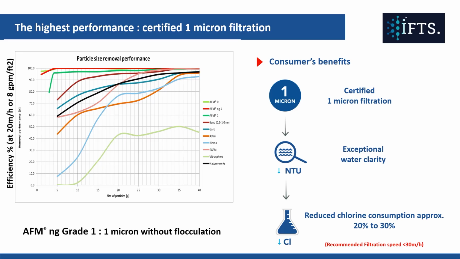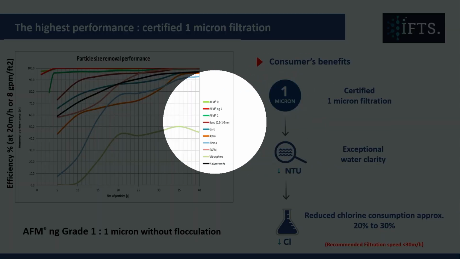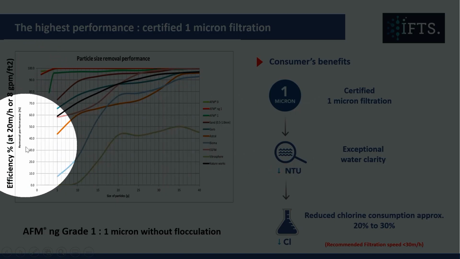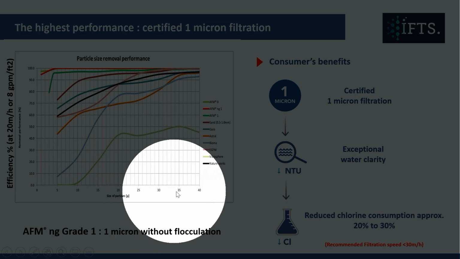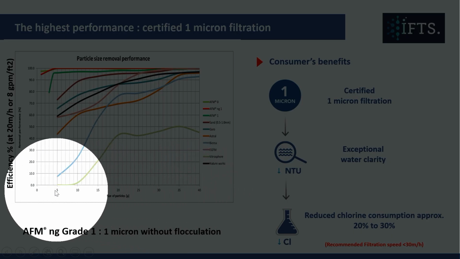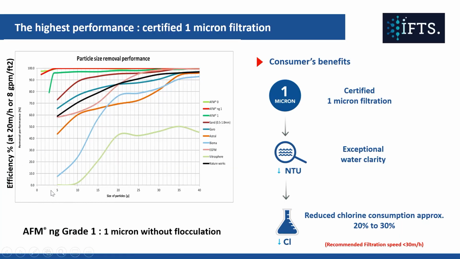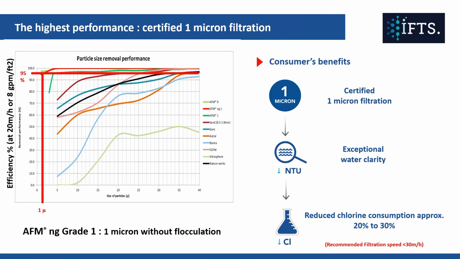So what you see on the left-hand axis here is the percentage of particle removal against the size along the bottom. We have a number of different medias that have been tested here. The first one being AFM NG. If we draw that line at 95% particle removal, you can see 95% of all particles being removed down to 1 micron. Sand was the next best media that was tested here, down to 20 micron.